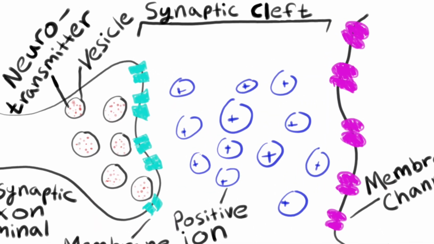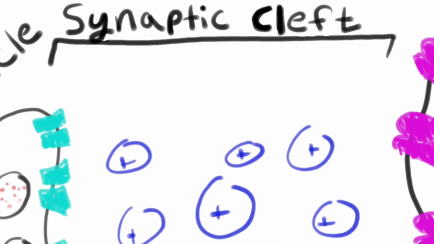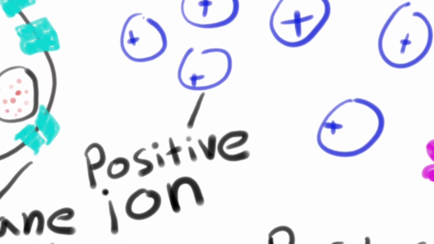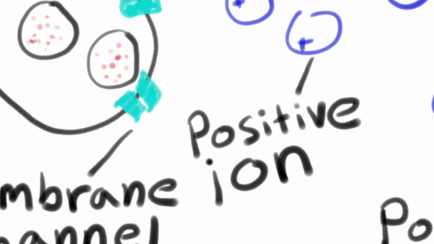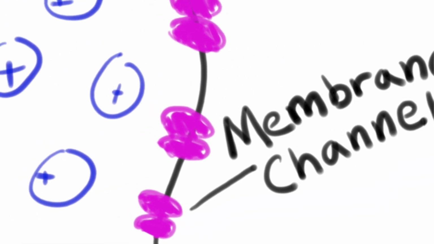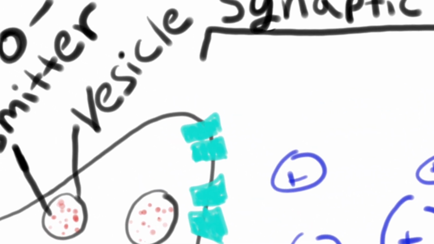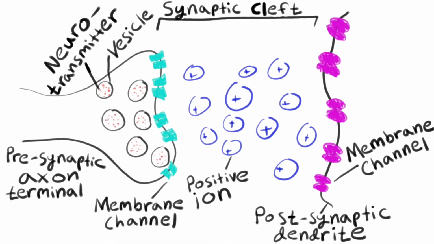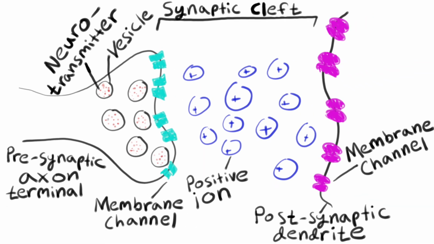There's a space between the axon terminal and the dendrite known as the synaptic cleft, in which, before any signal is sent, are positive ions. There are also channels in the cell membranes of the axon and dendrite. Lastly, inside of the axon terminal are tiny spherical packets called synaptic vesicles. These contain chemicals known as neurotransmitters, which would actually transmit the signal across the synaptic cleft.